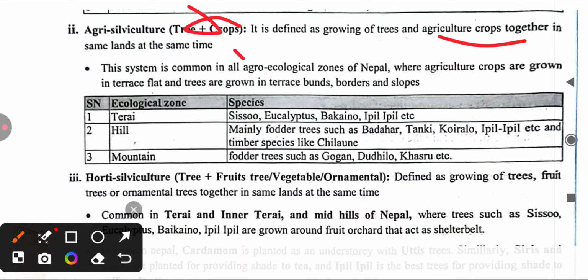This system is combined in all agroecological zones of Nepal, where agriculture crops are grown in trays, flats, and trees are grown in trays, bunds, borders, and slopes.